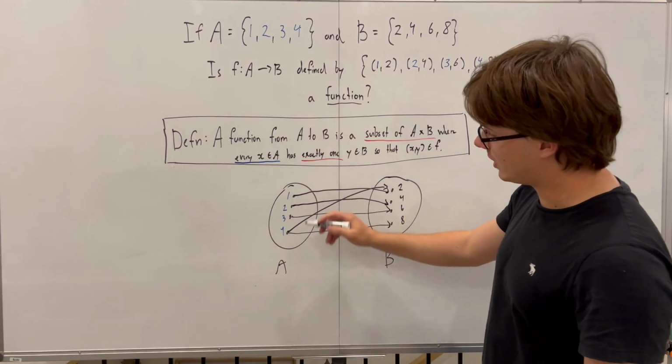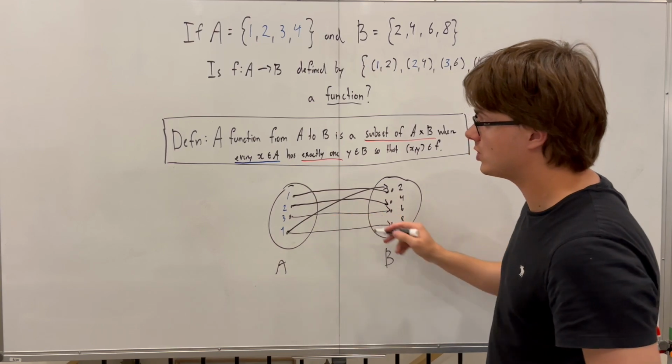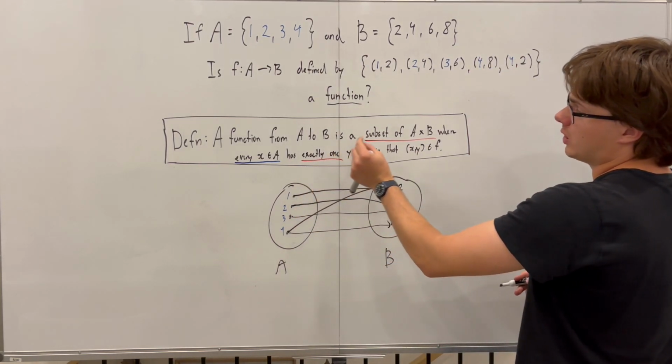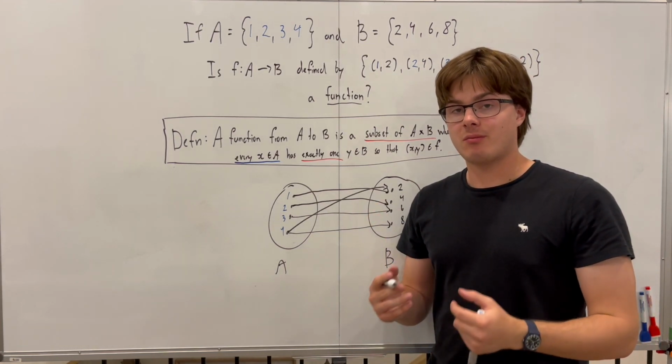Then, does everything in our A have an arrow coming from it? And the answer is true. There is no lonely element here. Every element here maps onto something. Lastly, every element maps onto something only once. Well, that just means, is there one arrow coming from every element?